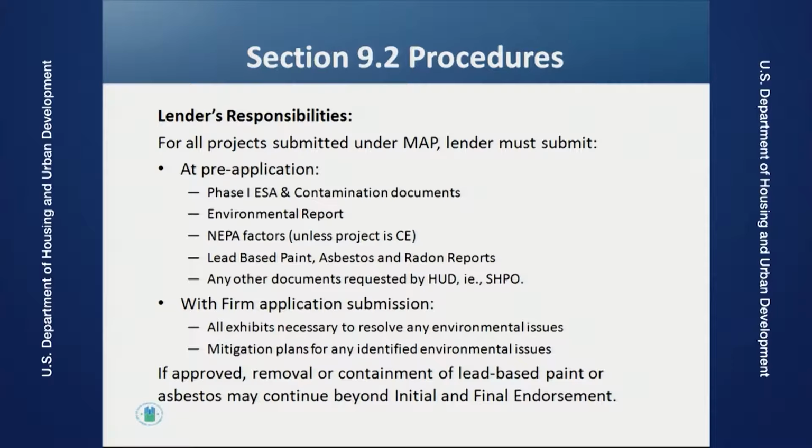Going into the procedures, Stefan touched briefly on this. For all projects submitted under MAP, these are MAP compliant. The lender must, at the pre-app stage, give us a Phase One with any supporting contamination documents. Again, the environmental report, NEPA factors, unless the project is categorically excluded. They're going to deal with lead-based paint, asbestos, and radon. We'll get into the particulars later on in the presentation as to when that's applicable or not applicable. And obviously other documents requested by HUD.